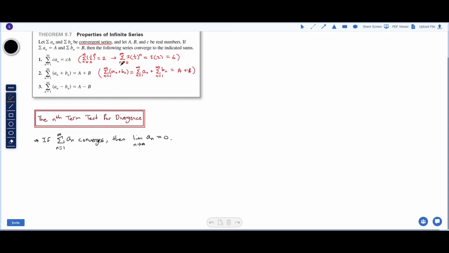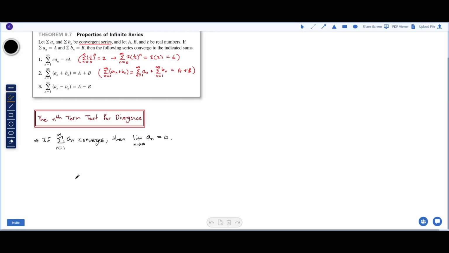Okay? So pay very close attention to what this one is saying, because it doesn't mean that just because the limit of a sub n as n goes to infinity is equal to 0, then this converges. That's not what it means. Say, for example, I gave you a series, and you took the limit of the sequence, and that gives you 0. Just because the limit of the sequence equals 0 doesn't mean that the series converges, right?